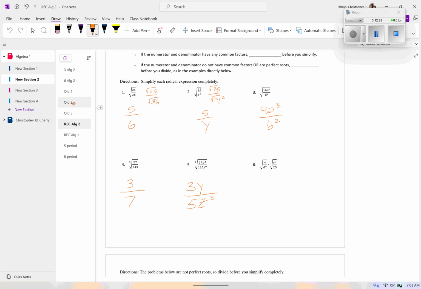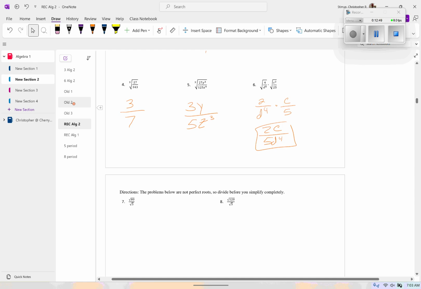Let's see, for this one, square root of 4 is 2. Square root of d to the 8th is d to the 4th, times square root of c squared is c. Square root of 25 is 5. And then that's going to give me 2c over 5d to the 4th.